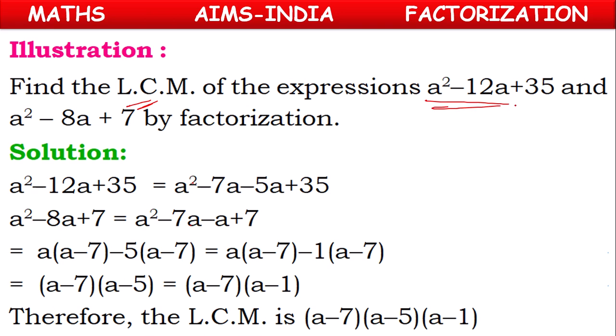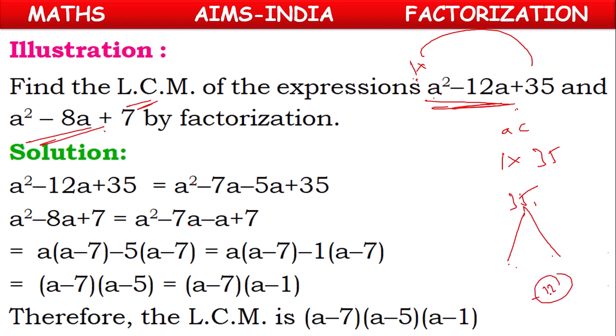Find the LCM of this expression and this expression. So here, a square minus 12a plus 35. Here the a square coefficient is 1. So the product AC is 1 into 35, which is 35, to be split into two terms such that the product equals 35 and the sum equals the middle term. What is the middle term? Minus 12. So we can take minus 7 and minus 5, so that the sum equals minus 12 and the product equals 35. So the middle term can be split as minus 7a minus 5a.